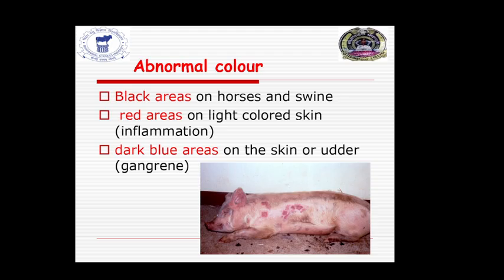Abnormal color: black areas on horses and swine. Here you can see the lesions of diamond skin disease on the pig. Here you can see on the skin of the pig, there is diamond skin disease. And red areas on light colored skin. Here you can see diamond skin disease. And there are black areas on horses and swine. Red areas on light colored skin indicate inflammation. Dark blue areas on the skin or udder indicate gangrene.